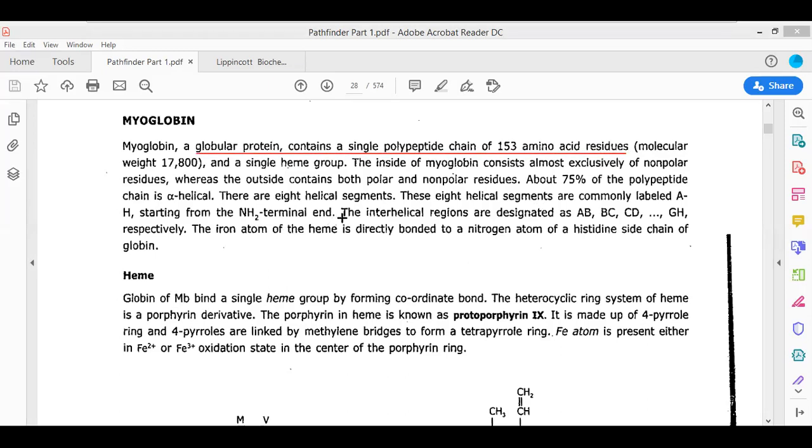As I told you, the interhelical regions are designated as AB, BC, CD, up to GH, and there are A to H helical regions. There are 8 helical regions which are present, and these 8 helical regions have been named from A to H. Okay.